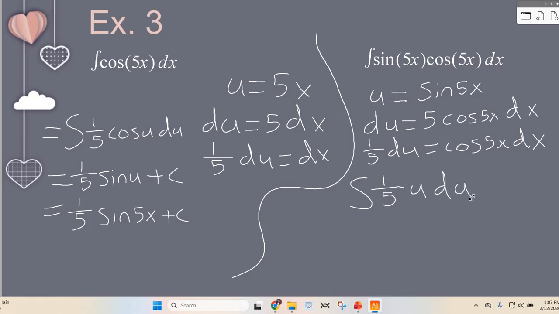Right, because my u, my sine, was my u. And then my 1/5 du is basically taking care of all the rest of it. So as long as I put that 1/5 there and my du, that's my new integral. And now I only have one thing instead of 2 things, and it's not a trig function anymore, which is real nice. So what's the antiderivative of u?